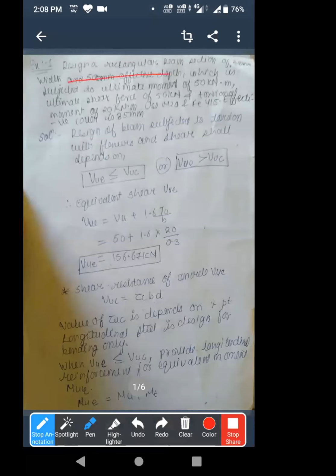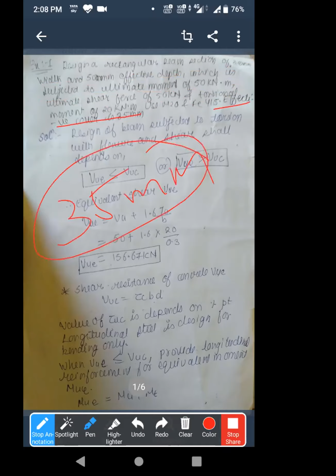Design a rectangular beam section of 300 width. What is given here is the width of your beam, that is 300, and 500 effective depth, which is subjected to an ultimate moment of 50 kilonewton meter, ultimate shear force of 60 kilonewton, and torsional moment of 20 kilonewton meter. Use M20 and Fe415. The effective cover is given as 35.